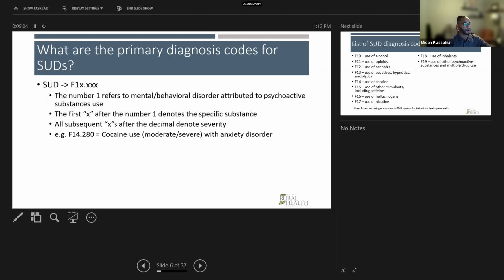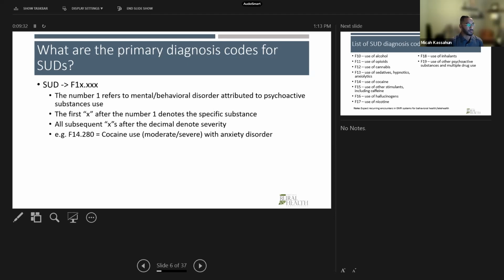So any SUD starting within the category of F1, followed by, say, F19, will be its own specific substance use disorder that we're dealing with. And it continues to go on after the decimal with up to 3 more decimal places, which will make it more granular and more specific so we can get reimbursed on the very, very specific issue of what is going on.